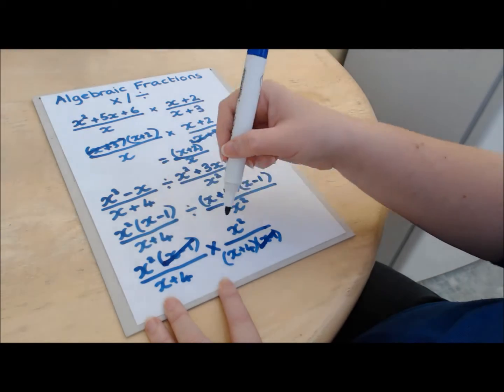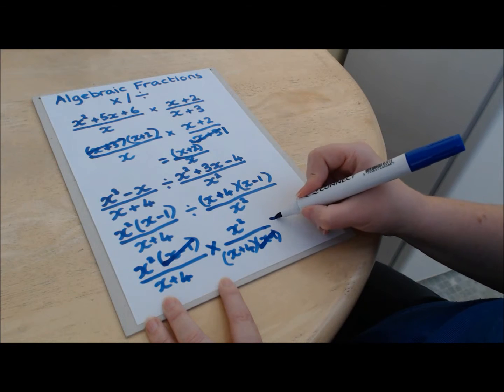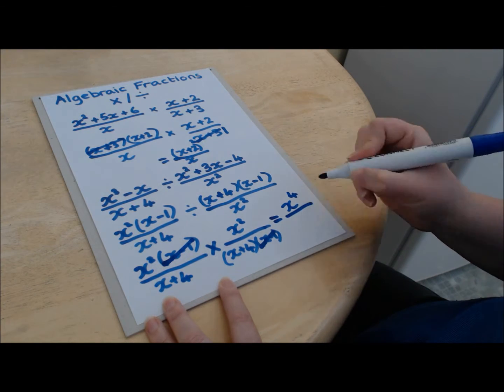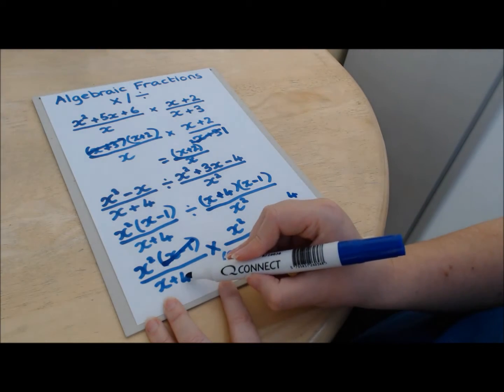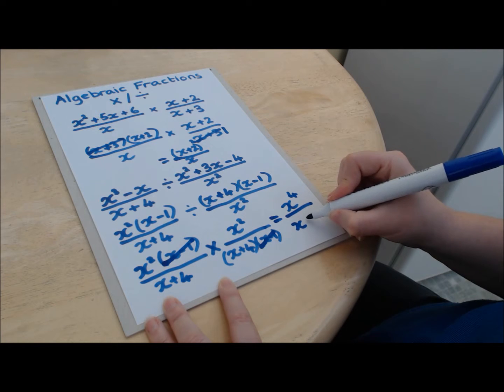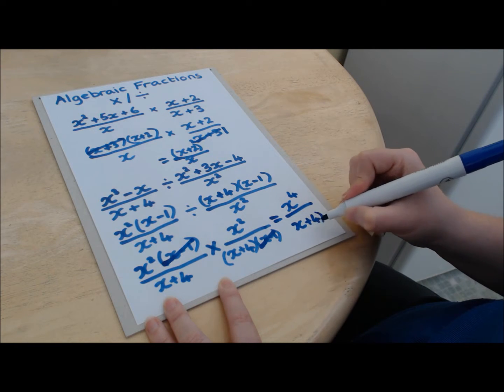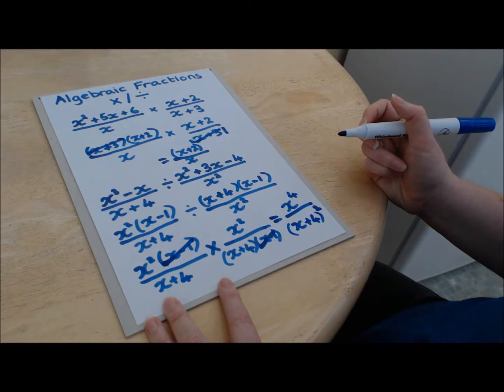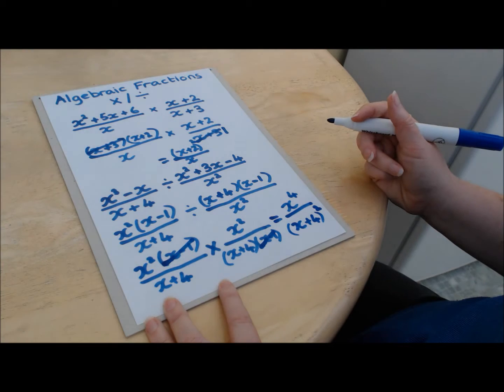So we've got x squared times x squared, which equals x to the power of 4. And then on the bottom, we've got x plus 4 times x plus 4. So the easiest way to write that is x plus 4 squared. So that's multiplying and dividing with fractions. Works exactly the same way as normal fractions. Just remember to factorise everything before you start.